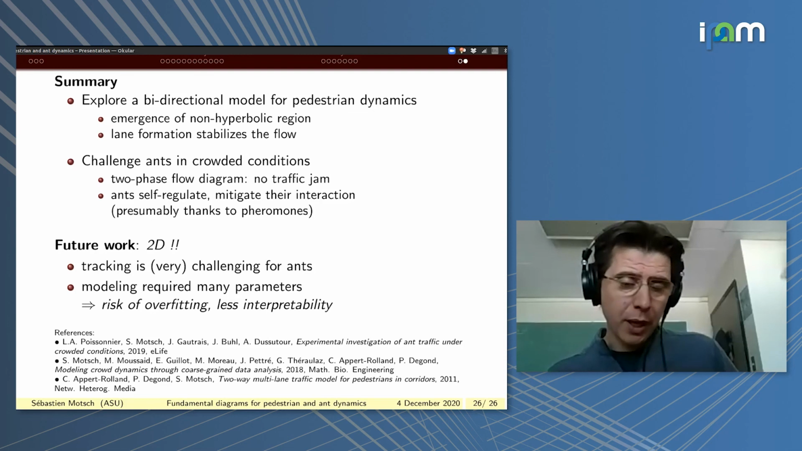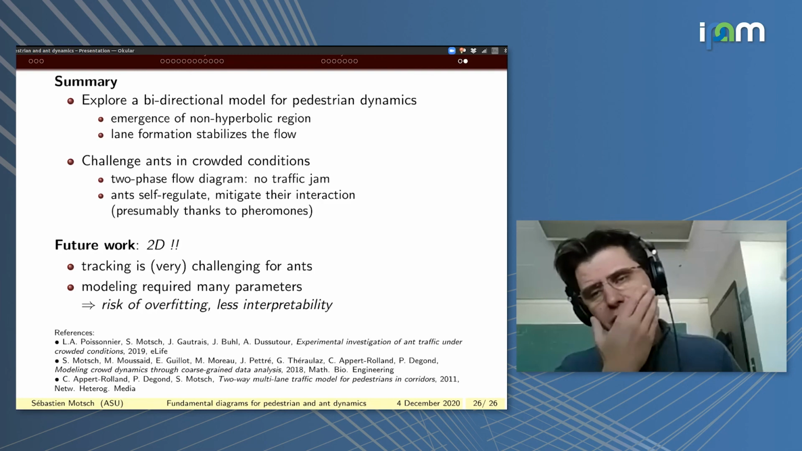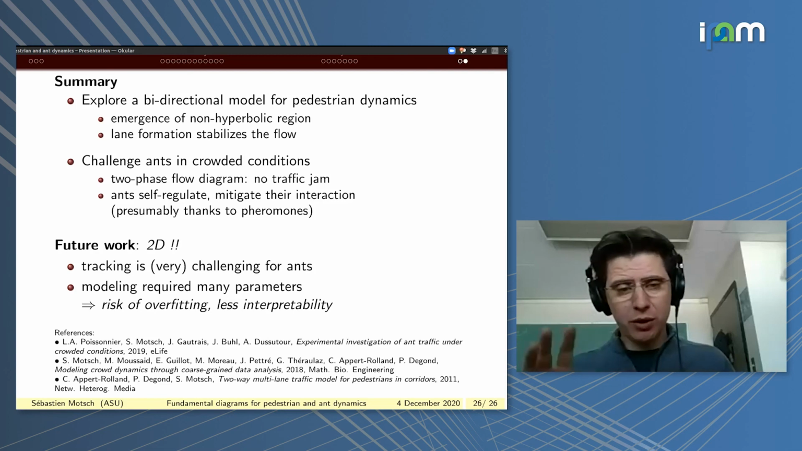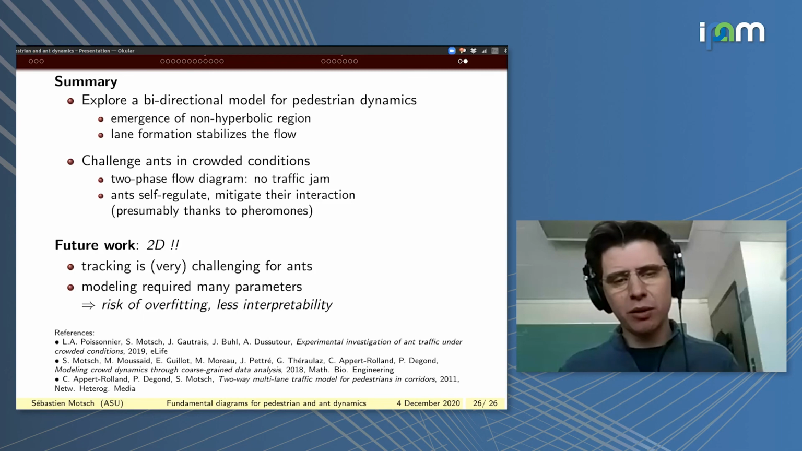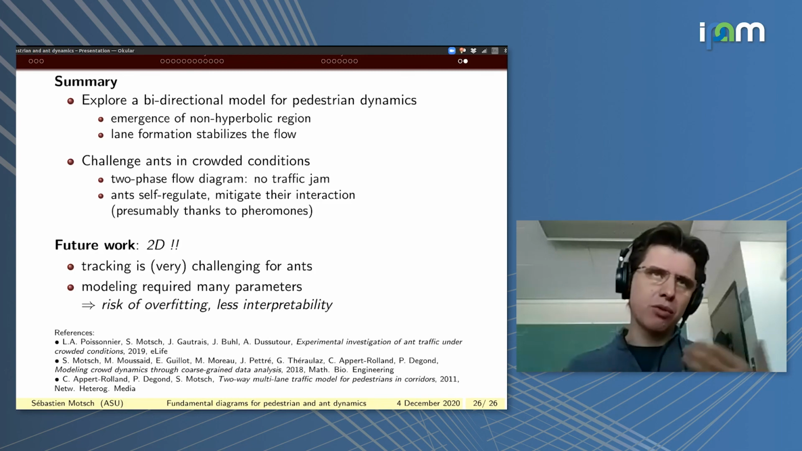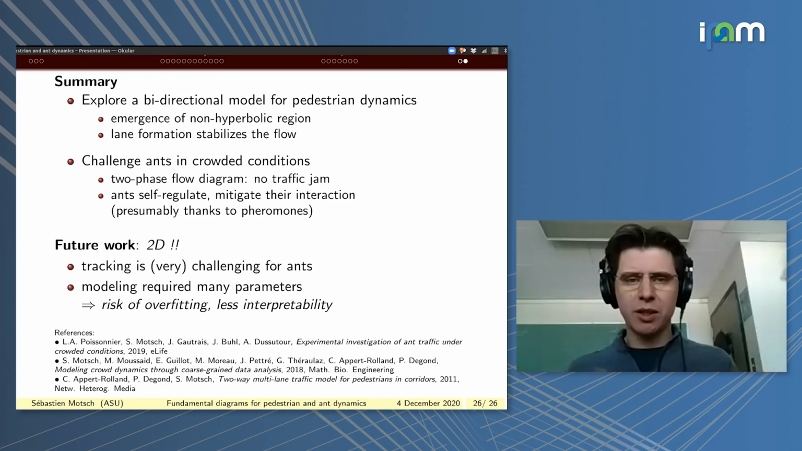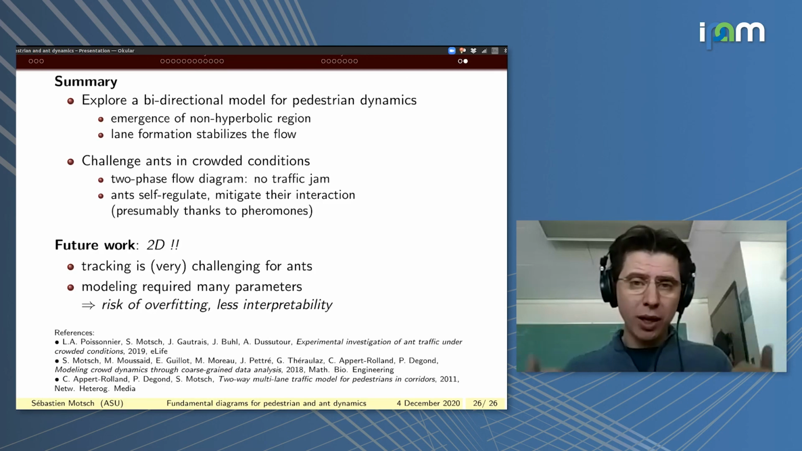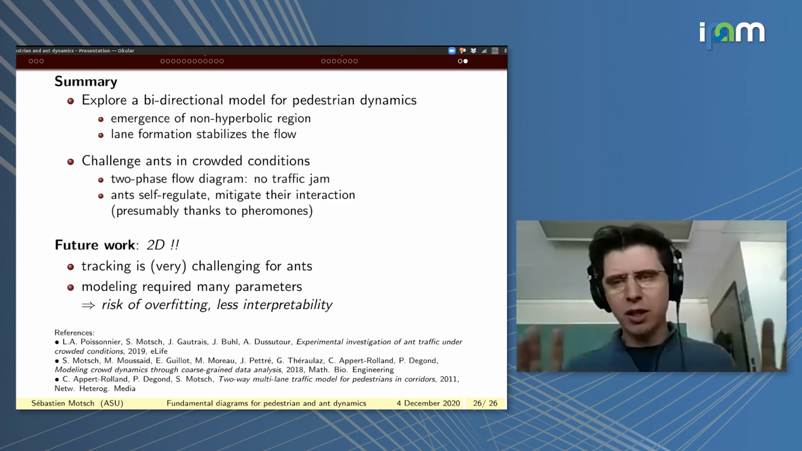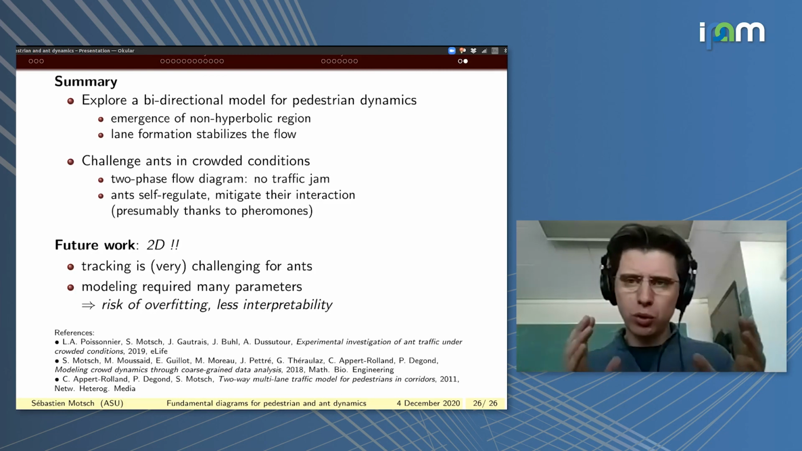For future work, what we hope for would be to have a fully 2D framework. But for ants, it's very challenging because you have all those overlaps. Even with modern machine learning tools, it's going to be difficult. It's also because when you start to do 2D, you start to have way more parameters, boundary conditions, etc. And so it's more difficult to interpret. What I really like with the fundamental diagram is that it's clear, everybody understands what's going on. So it's not necessarily what's happening, but it's a cool tool to visualize.